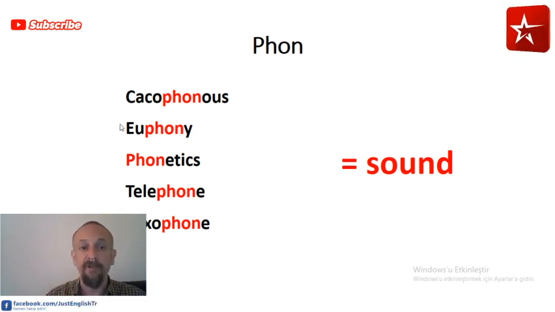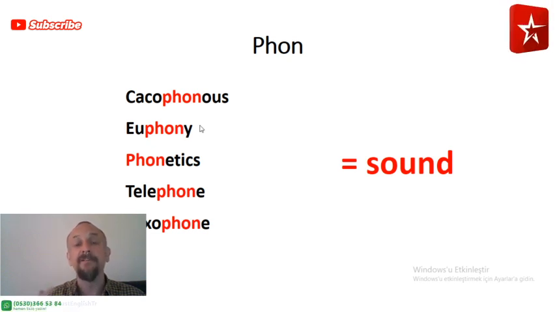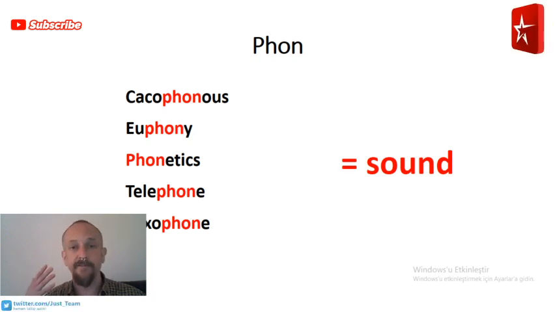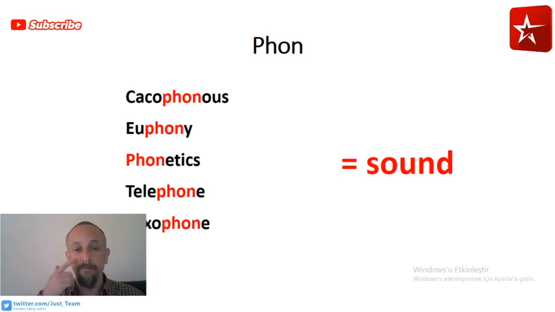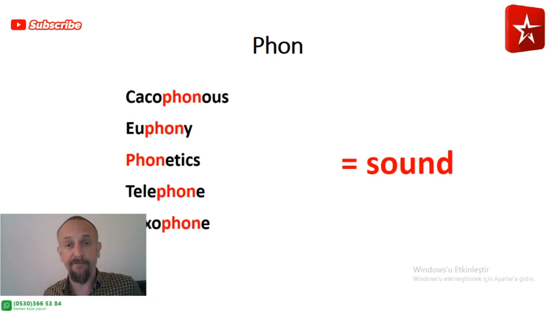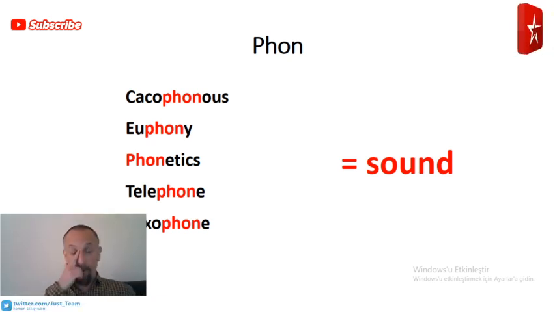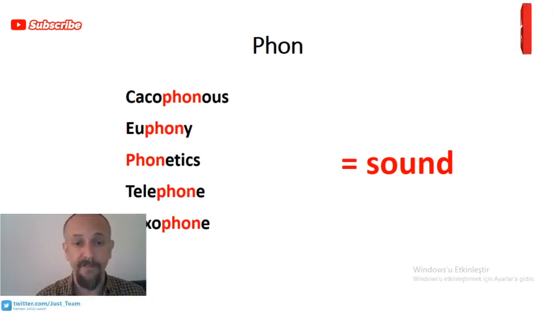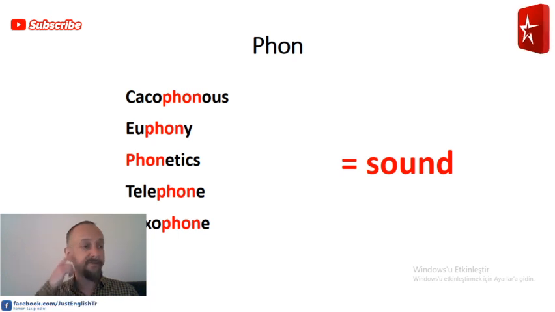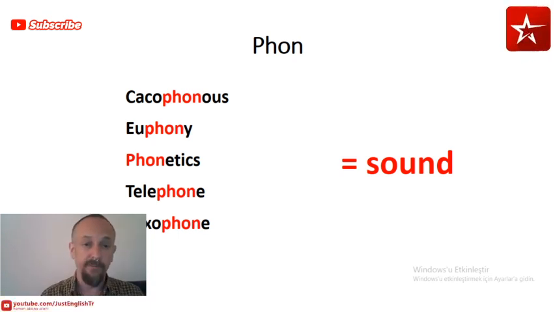Euphony, the noun form. We could say euphonous, meaning something which sounds very good or very pleasant to the ear. Classical music, I find very delightful to listen to. That would be an example of euphony. Then we've got phonetics, which is the study of sound in language. And hopefully one day I'll be doing a lesson on phonetics and pronunciation. I think that was a really great idea, Arden. Then we've got telephone. And finally, saxophone.